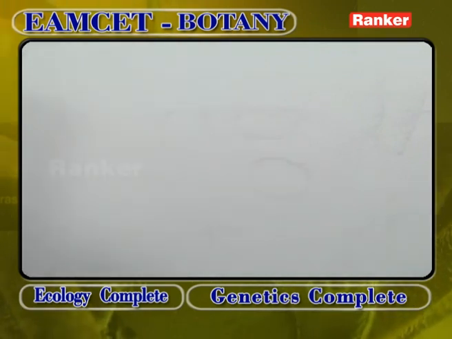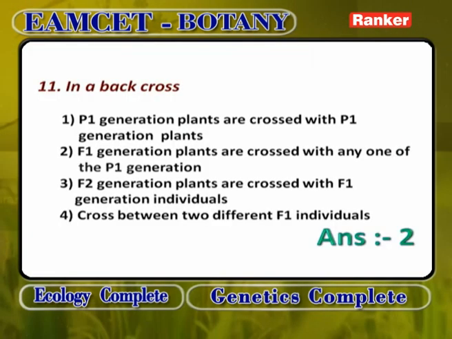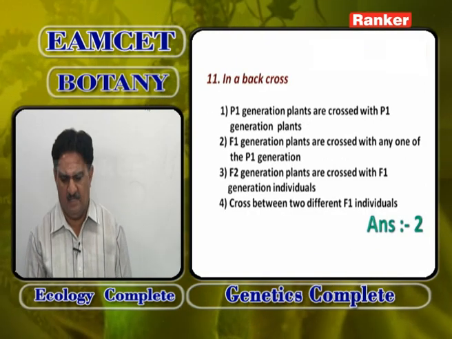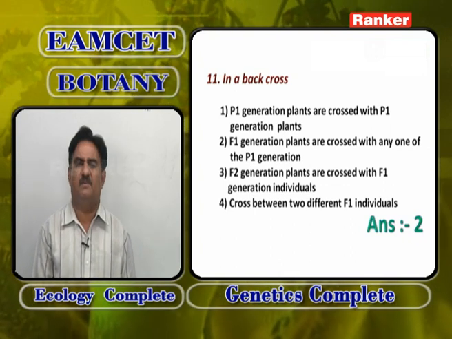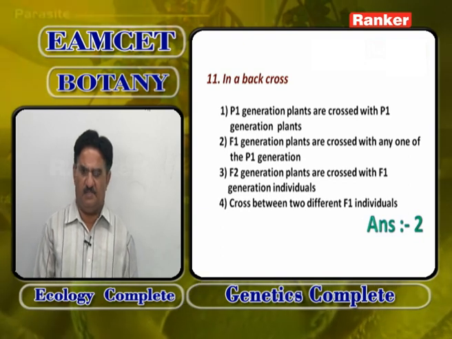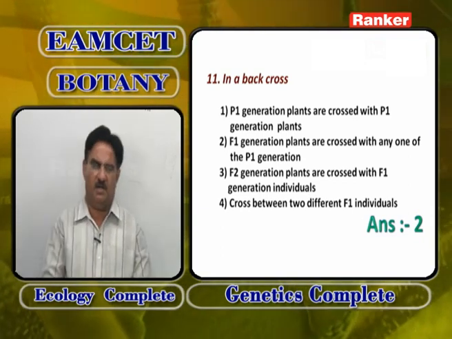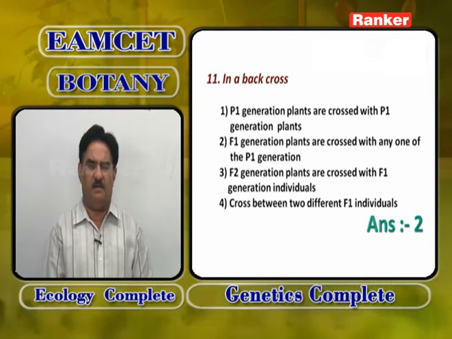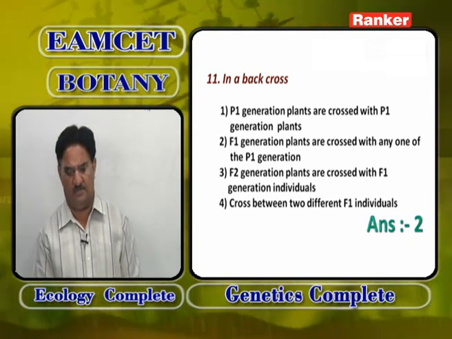Then third option. F2 generation plants are crossed with F1 generation individuals. It is 100% wrong. F2 generation plant cannot be crossed with F1 generation plant. Cross between two different F1 individuals is wrong. So, in a back cross, the correct is F1 generation plants are crossed with any one of the parental generation plants, that is either dominant parent or recessive parent. So, second option.